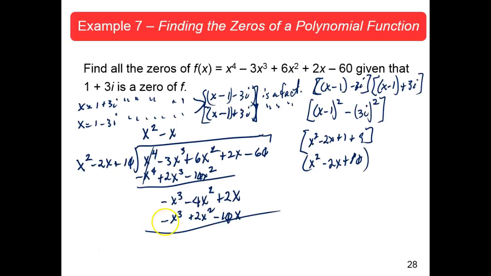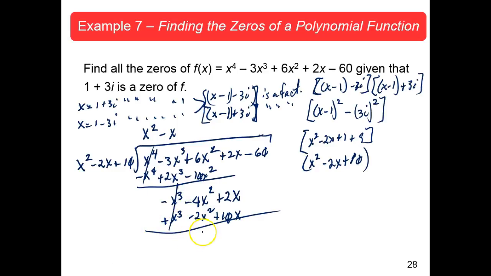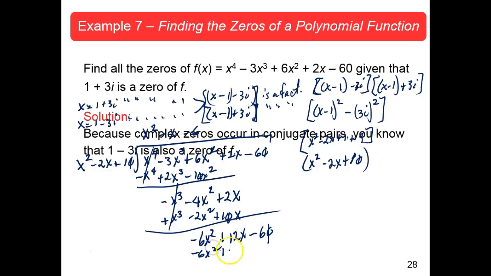Now, what do we do now? Subtract or change signs and add. I'm going to choose to do it that way because I make fewer mistakes doing that. And what does that give you? Negative 6x squared plus 12x. And then you do what? Bring down a minus 60. And now what? Divide. And what does that give you? Negative 6. And then you multiply. And what does that give you? Minus 6x squared plus 12x.